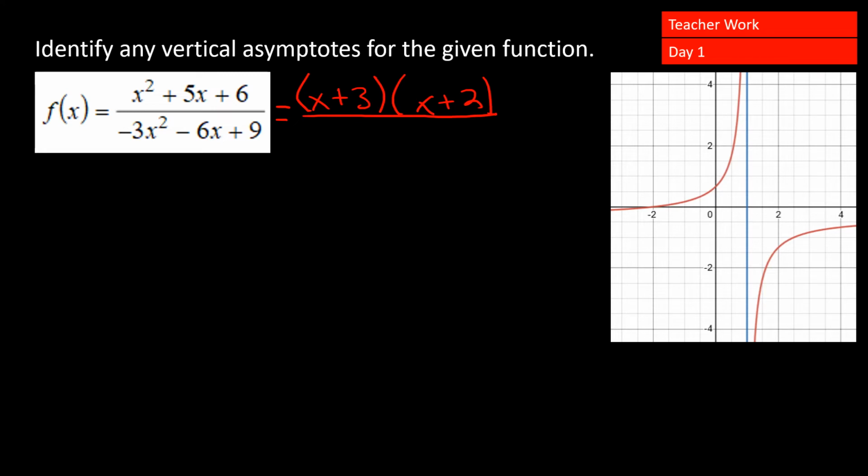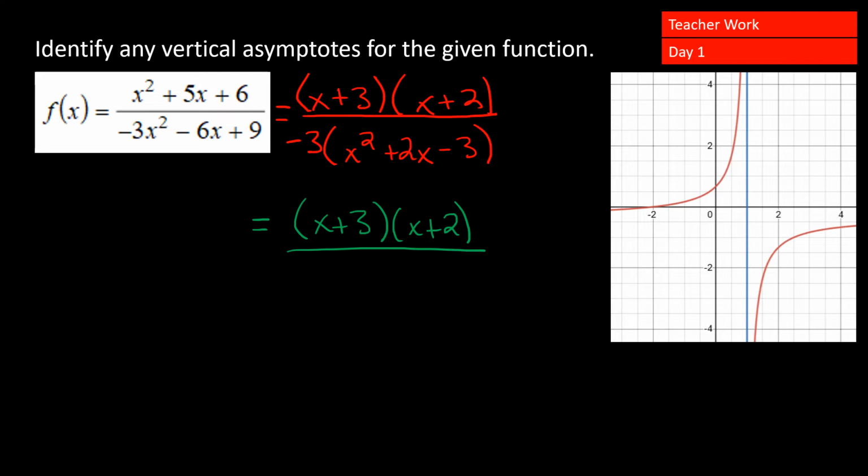So I'm going to go ahead and just simplify that out. That leaves us with x squared plus 2x minus 3. So I factored out that negative 3. What that leads me to is I can still do a little bit more factoring in that denominator. So we still have (x plus 3)(x plus 2) here in the numerator over negative 3.